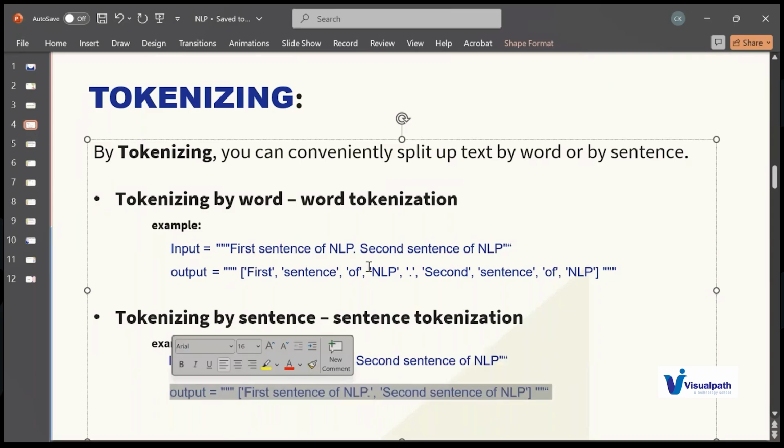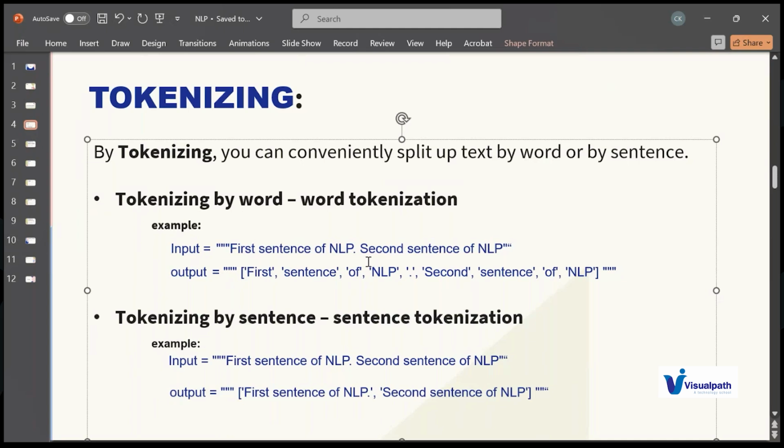So like this, the first step of the pre-processing is called tokenization. We have two things. One is called word tokenization and the second is sentence tokenization. Word tokenization is all about splitting the sentence into words or tokens, and sentence tokenization is all about splitting the entire paragraph into sentences. So this is one of the pre-processing steps of cleaning data.